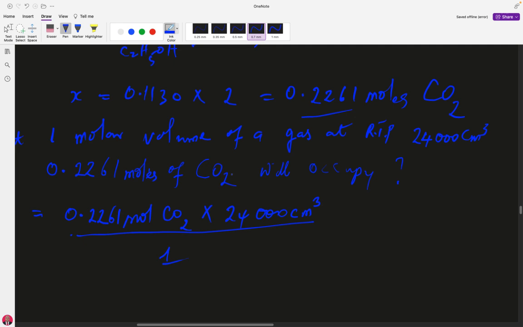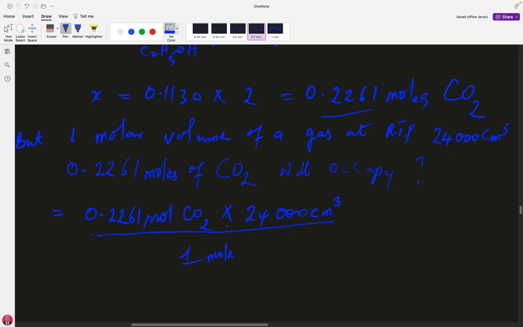So if I said divided by 1 mole, I said here that if 1 mole, which is a molar volume, of a gas, that is of carbon dioxide, occupies this volume, then this number of moles of carbon dioxide that were produced will occupy what?